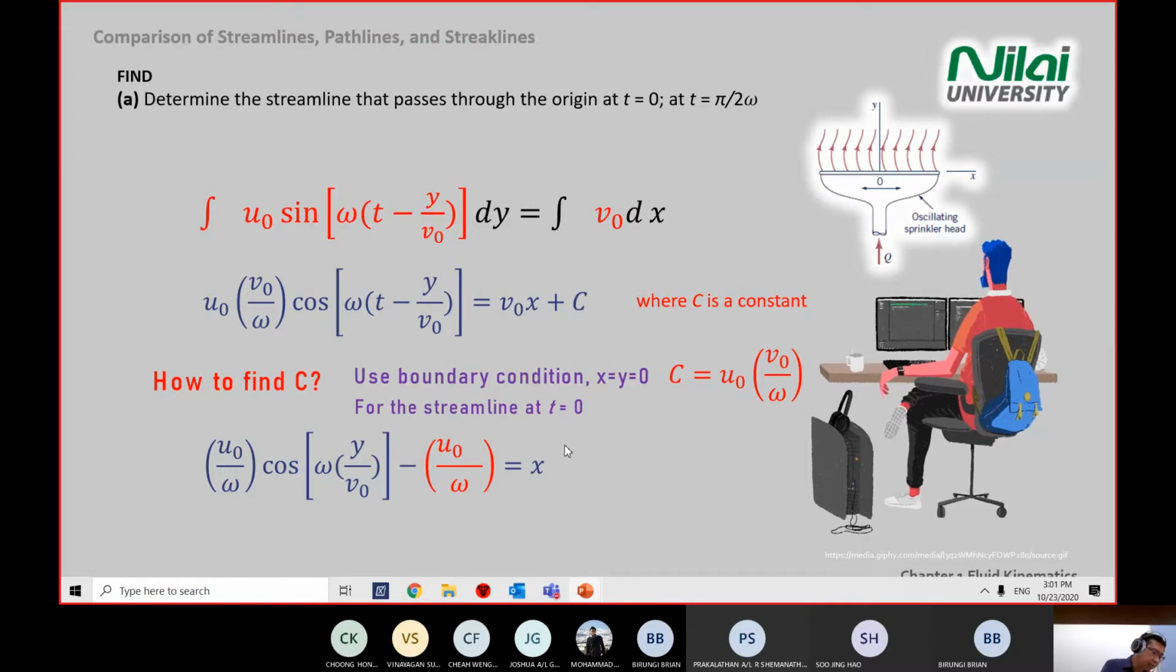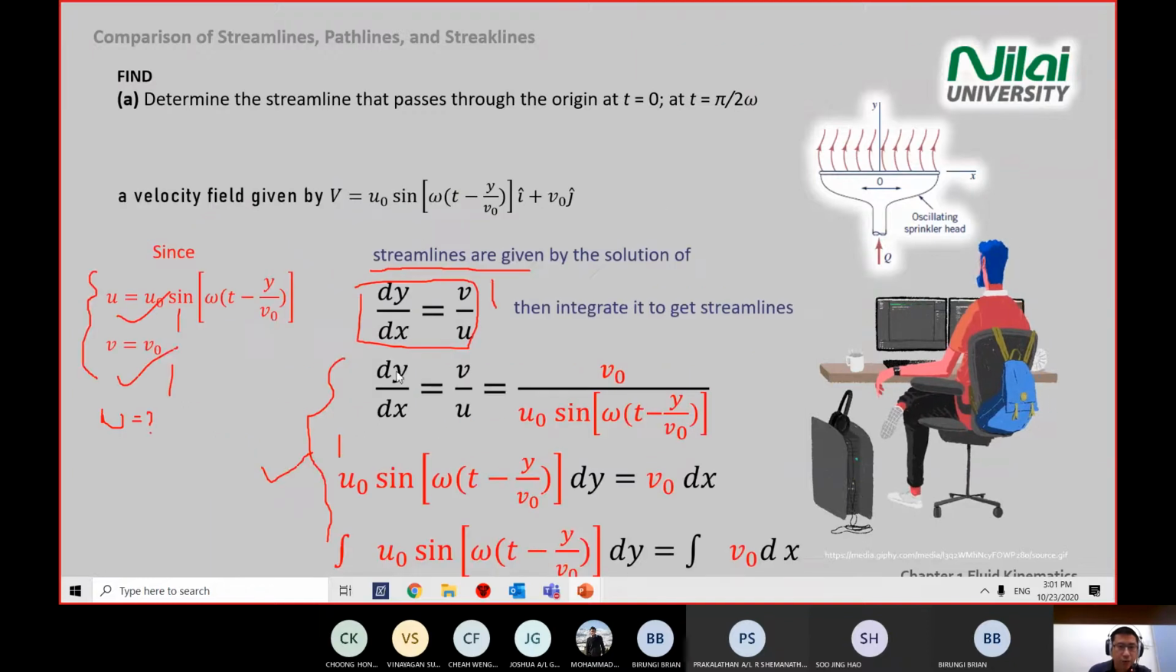In question 7, I did show you how to do it already. So this one we also will use the same method. So we have this equation already. So you see, from just now, what we do is that we form a general equation. We pull out the x component velocity and the y component velocity, and then we call out the general equation, dy over dx equal to v divided by u.